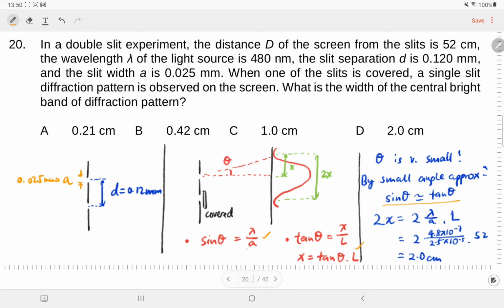On one hand, the angular position is sine theta equals lambda over a. On the other hand, on the setup scale, tangent theta is x over L. What we want in the end is 2x, which is the width of the central bright band. So we combine them in the equation and solve for 2x. It turns out 2x is equal to 2 cm.